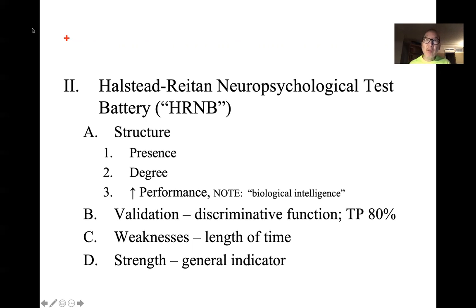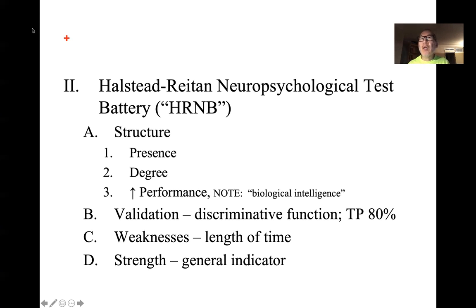It has a great discriminative function, just like the Luria, with a TP for not toilet paper, but true positive, with a true positive hit percentage of 80%, 80% accuracy. Alrighty. Its weakness, it does take a long time to administer because unlike the Luria, there are a lot of big pieces to the test. It's not like a paper book test like the IQ test. Actually, you can carry the Luria in a suitcase or a small box. Not so much the Halstead Reitan.